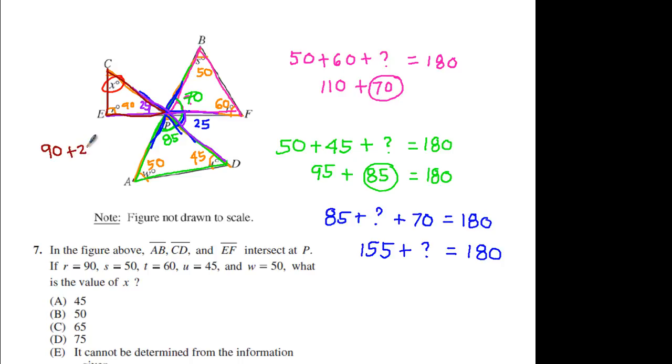So plus 25 plus this angle whose measure is x degrees equals 180 degrees. Why 180? Because the sum of the angles of a triangle is 180. So 90 plus 25 is 115 degrees plus x equals 180. So what therefore should be the value of x? X should be 180 minus 115 degrees, and that gives us 65. So our answer is letter C.